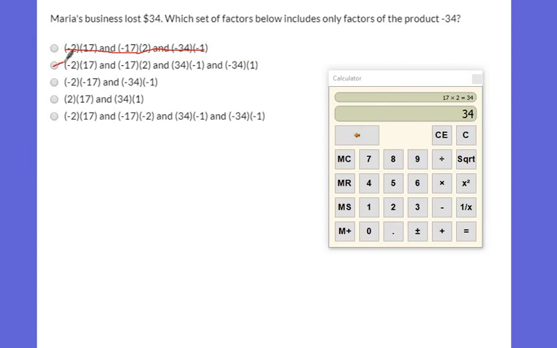We need to double check the rest of them. Negative times a negative is a positive, so that won't work. Positive times a positive is a positive, so that's not going to work. Negative times a positive, yeah, that works. Oh, but negative times a negative is a positive, so that does not work. So this one would indeed be my answer.